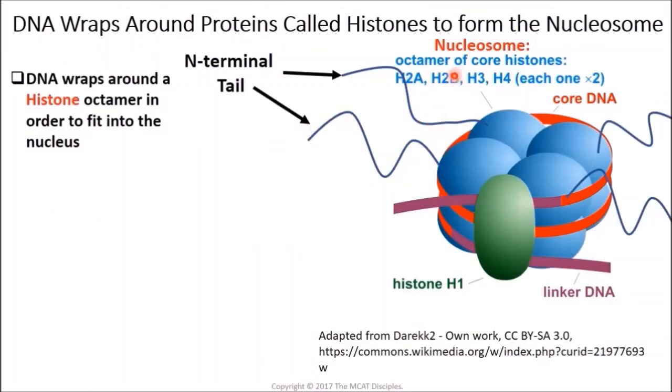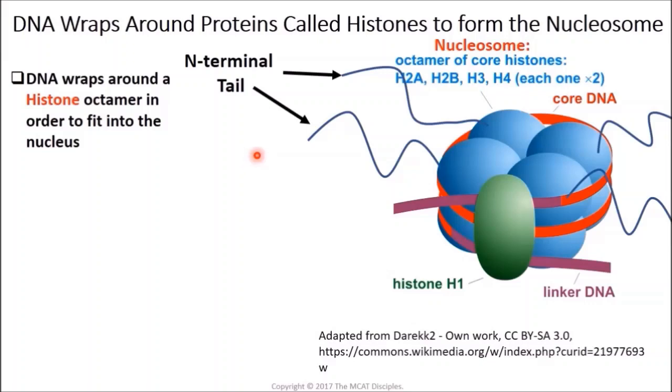A nucleosome consists of an octamer of core histones. They have names, H2A, H2B, H3, H4, but let's not go there. They just have an octamer of core histones, and DNA wraps around those histone octamers to fit into the nucleus. DNA by itself is really, really long. The nuclear genome contains about 3 billion base pairs.